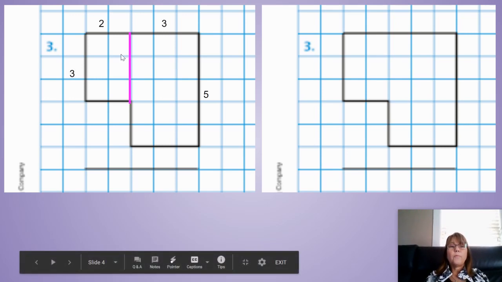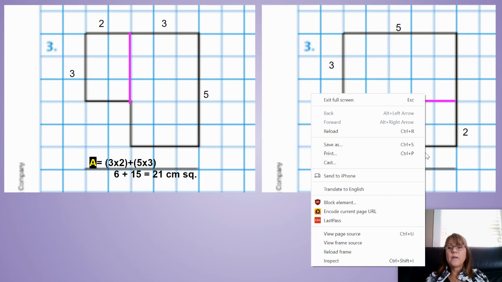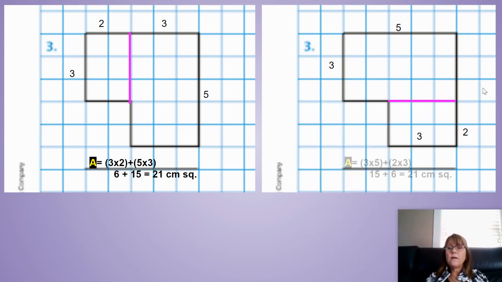All right, here we go. I ended up doing this one this way. If you didn't, hold on just a minute because we'll show it the other way too. And you should have gotten, in this case, 3 times 2 is 6, and 5 times 3 is 15, and we got 21 centimeters squared. I could have gone this way and had a 3 and a 5 here, and a 2 and a 3 here. Oops. Sorry, guys. Here we go.